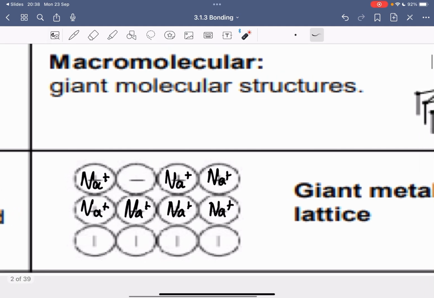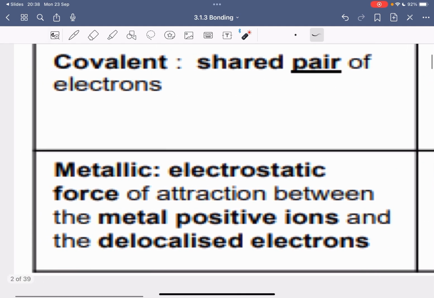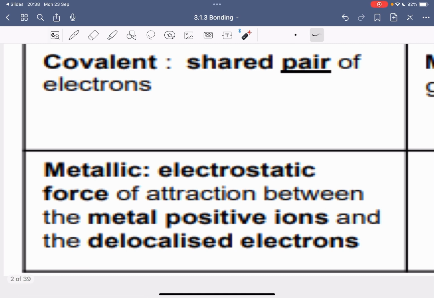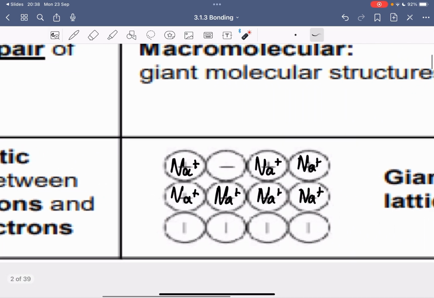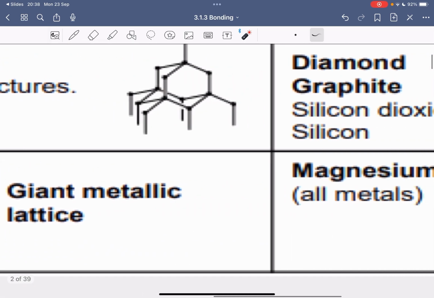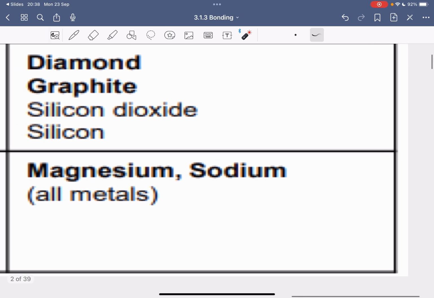So if you think about that concept, it's easy to understand the definition: a strong electrostatic force of attraction between the metal positive ions and the delocalized electrons. Delocalized just means it doesn't really belong to an atom, it's just kind of wandering about. And an example is like magnesium, sodium, basically just all the metals.